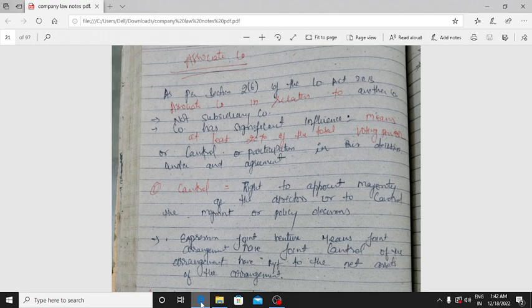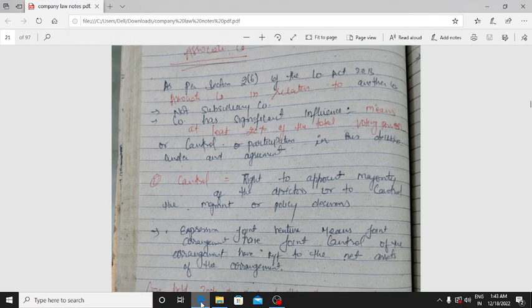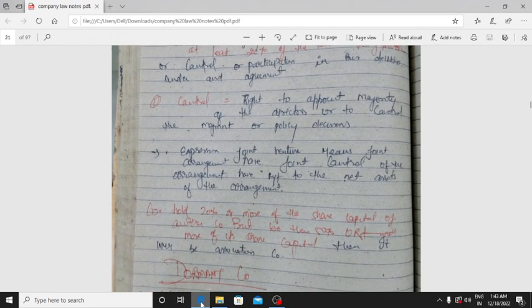As per Section 2 Subsection 6 of the Companies Act 2013, an associate company is a company in relation to another company, which is not a subsidiary company, and over which that company has significant influence, meaning at least 20% of the total voting power. So an associate company refers to a company which is not a subsidiary company and has 20% voting power and control participation. Control means the right to appoint a majority of the directors or to control the management or policy decisions. So control here is to appoint a director and to make policy decisions.